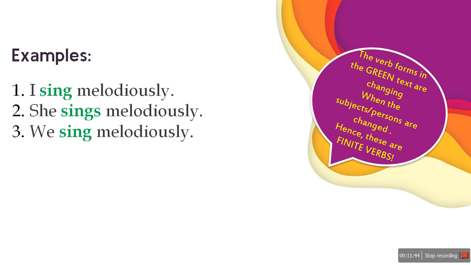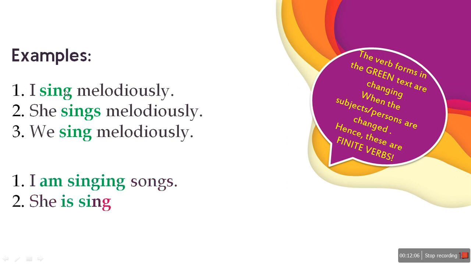Third example, again I change the person, we. So again the verb is changed here. So these verb forms are changing depending on the number or the person of the subjects. If the verbs change their forms according to the number or person of the subjects, such verbs are called finite verbs. Fine. Let's see some more examples.